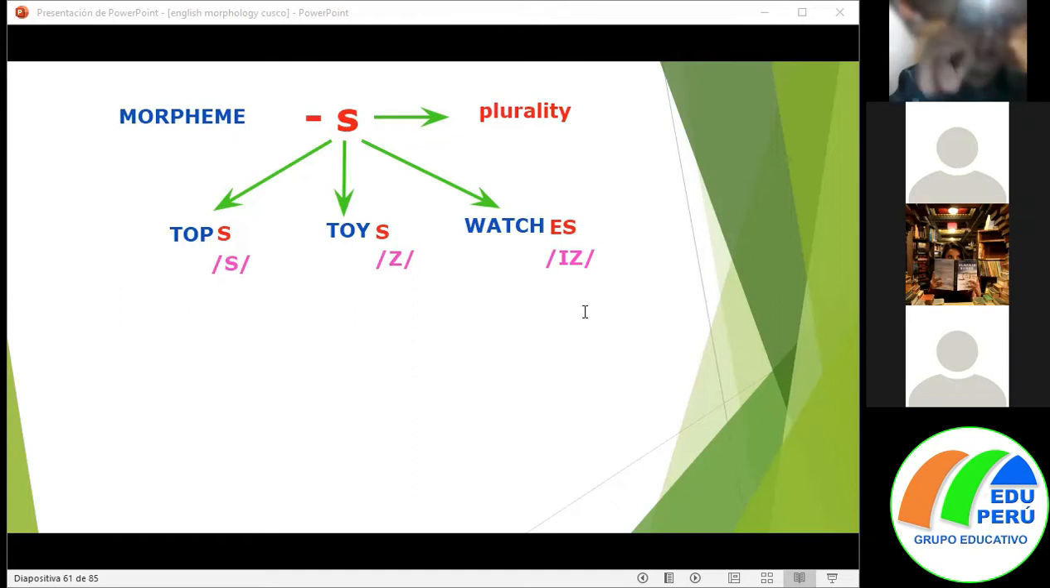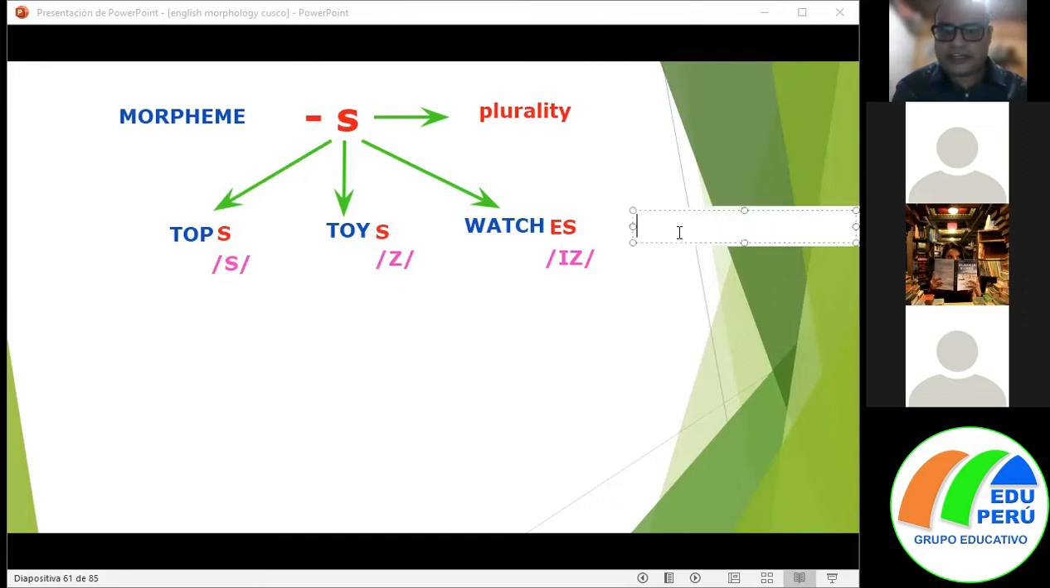You write, in most of the cases, the same. But teacher, this is S, tops letter S, toys letter S. But when you pronounce, you say it in different forms. The first one, tops, with S, the second with Z, toys. And the third, notice, you produce iz. Watches.